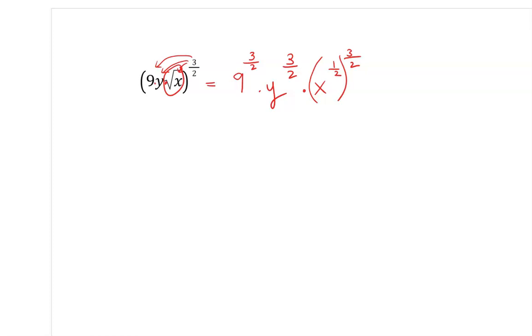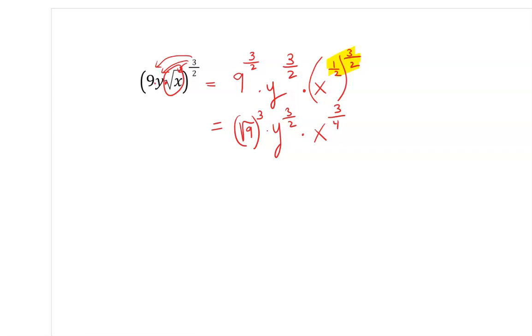So the 9 to the 3/2 would actually just be the square root of 9 cubed, if you will. And then I'll just leave this as y to the 3/2. And then here I'll use the property where I just multiply the powers together. So then I'll have x to the power of 3/4.